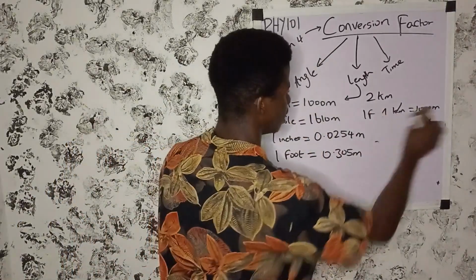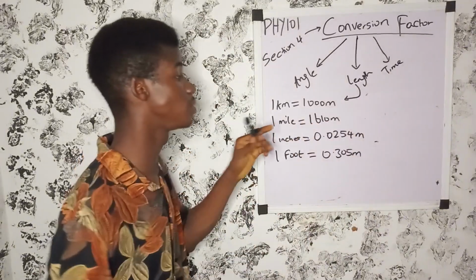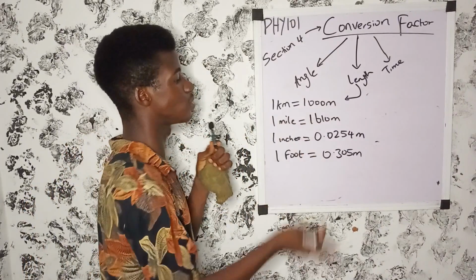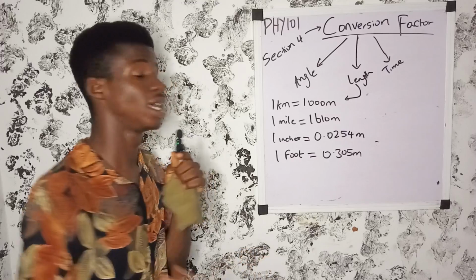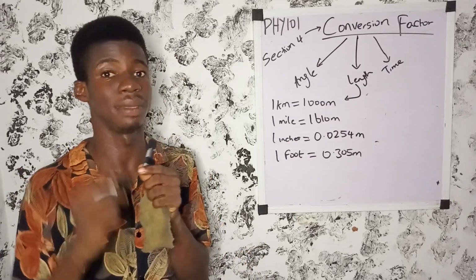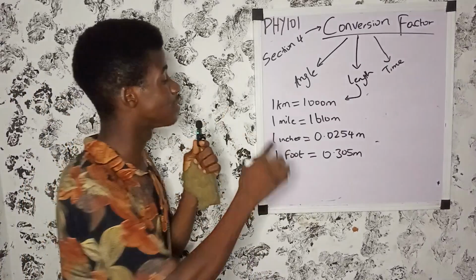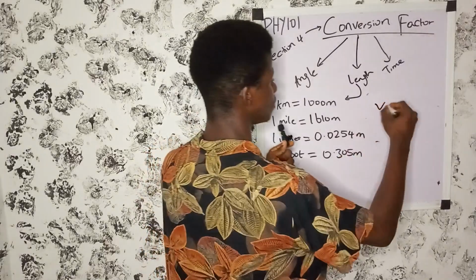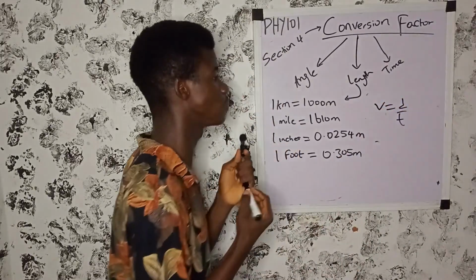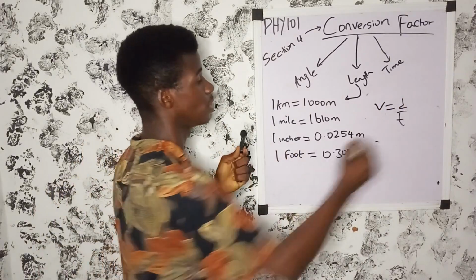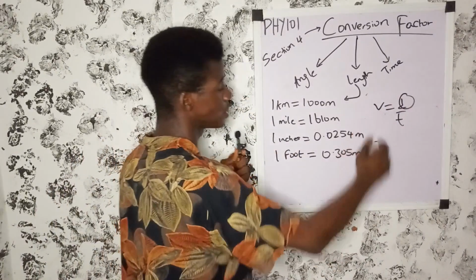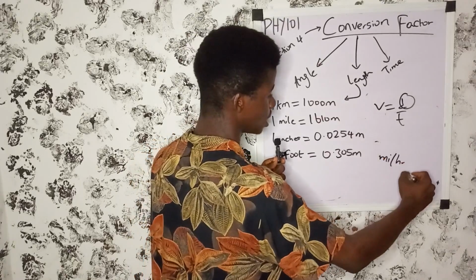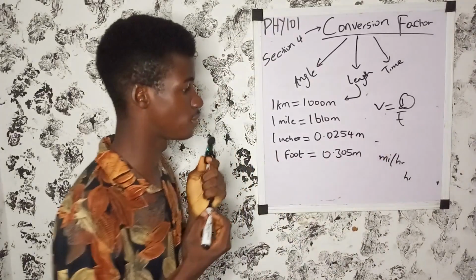Then for miles, please take note of this. It's very, very important. 1 mile is equal to 1,609 meter. Most times they give you a question of velocity, and the velocity will be in mile per hour. So you are expected to convert, and you cannot use that directly to solve. Let's say when you are solving, they told you to calculate the distance, and they give you the velocity in mile per hour and your time in hours. How are you going to solve?